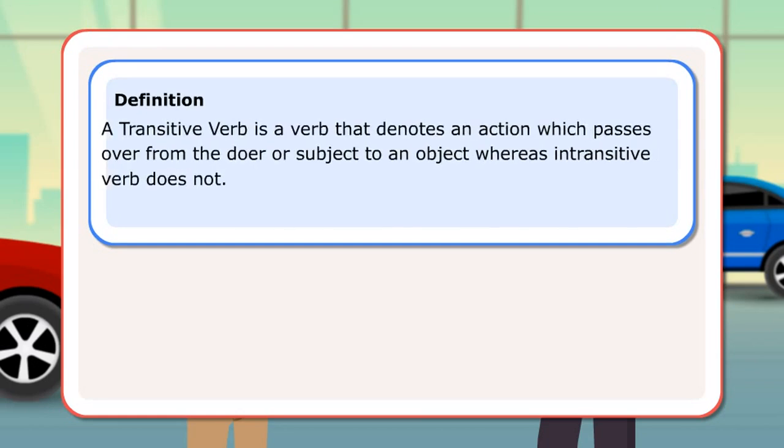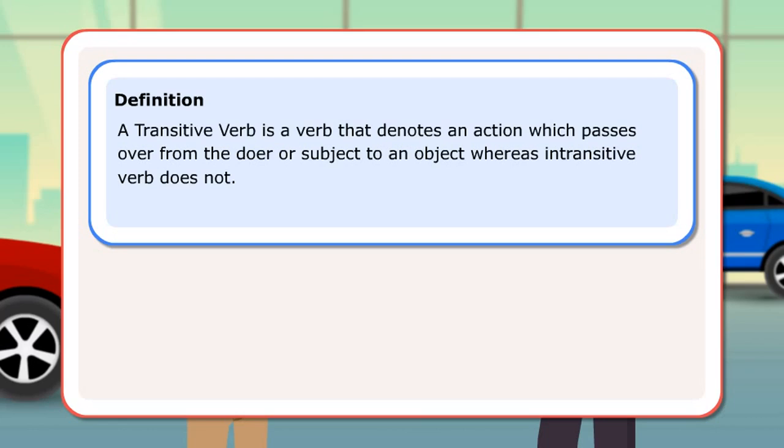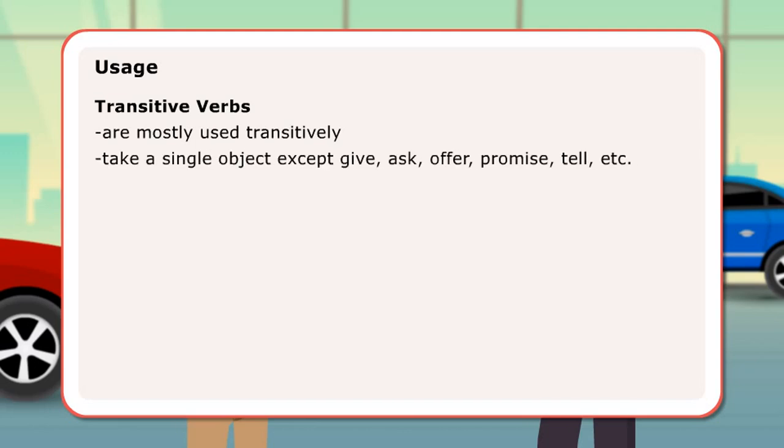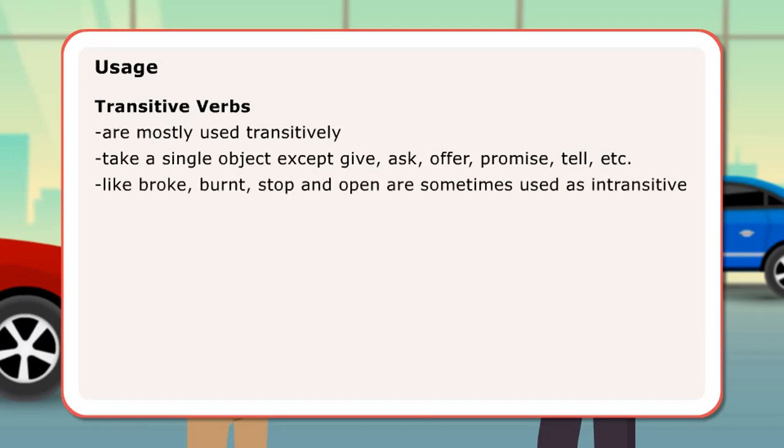Definition. A transitive verb is a verb that denotes an action which passes over from the doer or subject to an object, whereas an intransitive verb does not. Usage. Transitive verbs are mostly used transitively. They take a single object: accept, give, ask, offer, promise, tell, etc. Verbs like broke, burnt, stop, and open are sometimes used as intransitive. We don't need a preposition after these verbs.